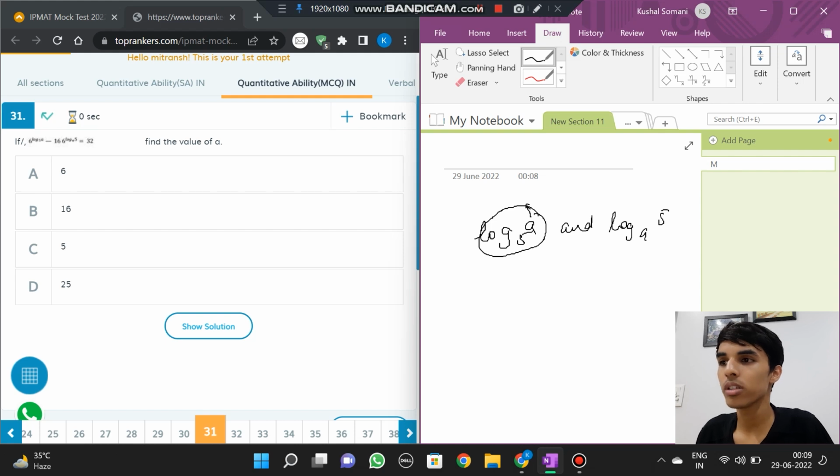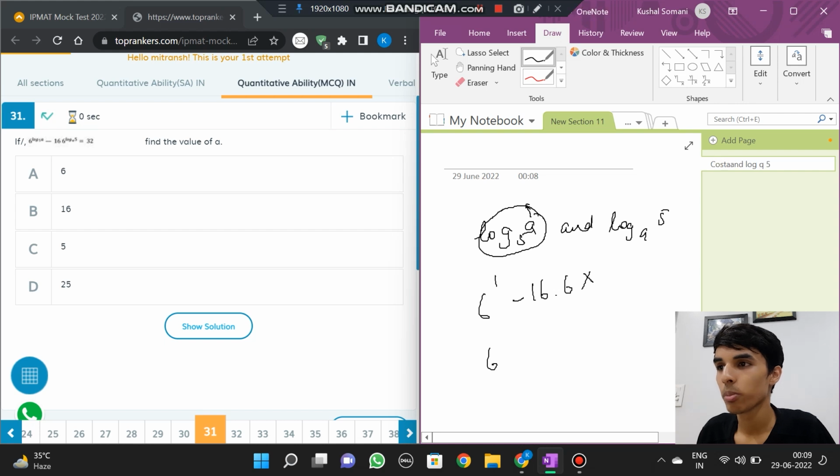Let's put option C first. Now 6 to the power log 5 with base 5 will be 6 to the power 1, so 6 minus 16 into 6 to the power log 5 with base 5, which is again 1. This will be a negative number, so we can rule it out. And obviously we'll now get the answer as 25, but still we can check it.